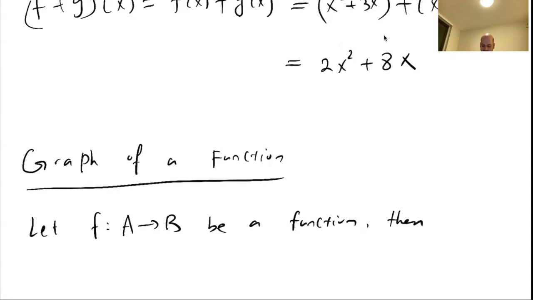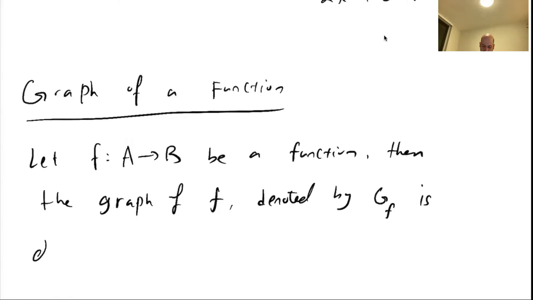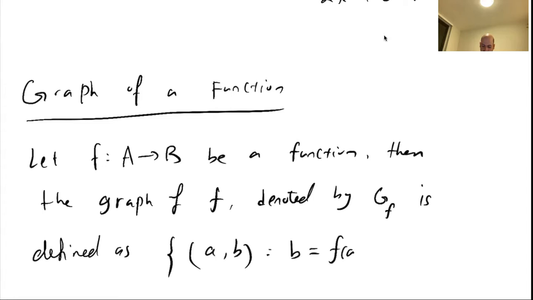Then the graph of f, denoted by, let's say, Gf, is defined as the set of all pairs of the form (a, b), such that b is equal to f of a, and a comes from the domain.